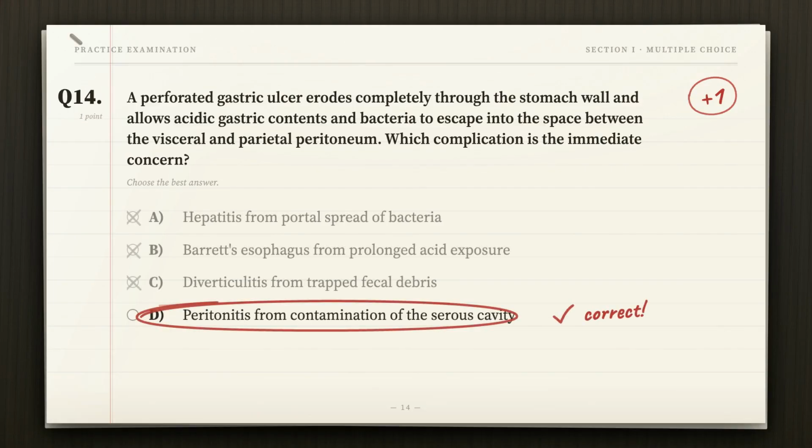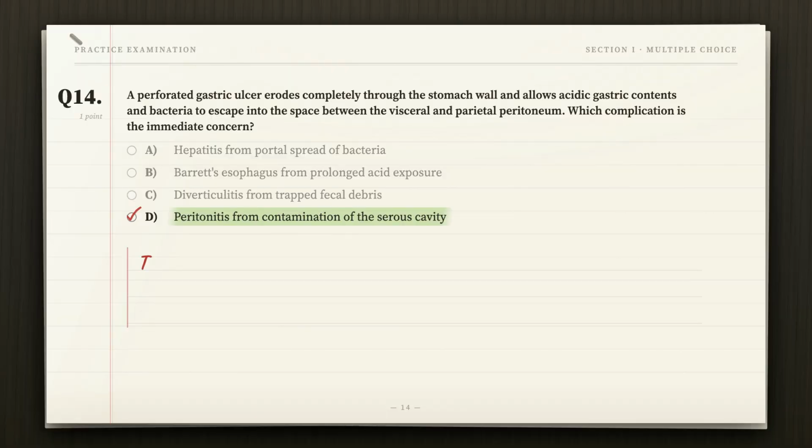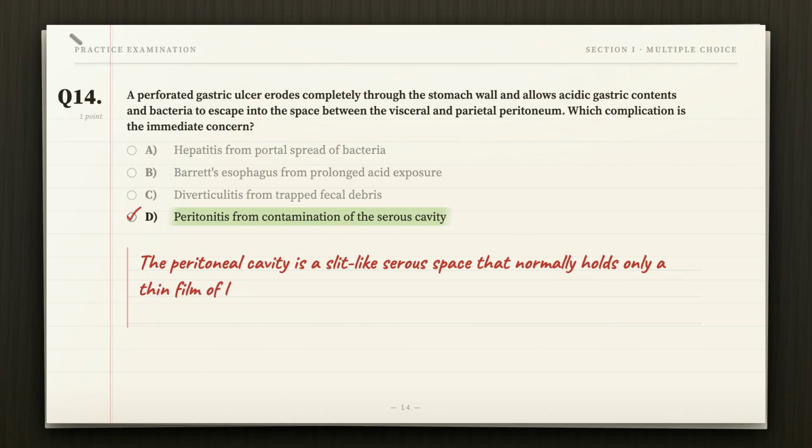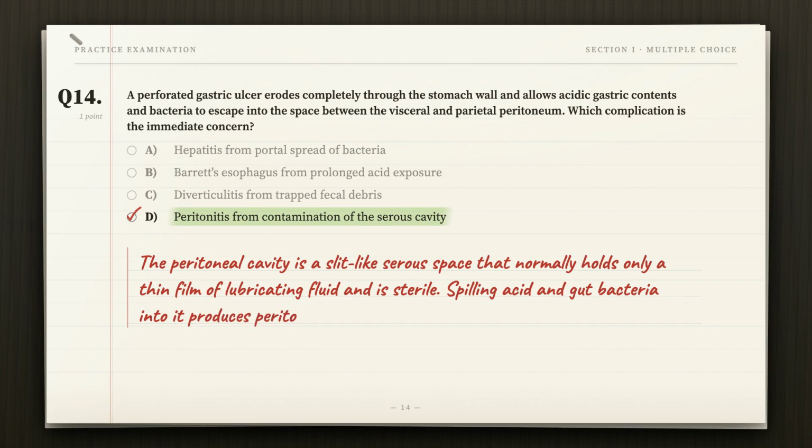The correct answer is D. Peritonitis from contamination of the serous cavity. D is correct because the peritoneal cavity is a slit-like serous space that normally holds only a thin film of lubricating fluid and is sterile. Spilling acid and gut bacteria into it produces peritonitis, a rapidly spreading inflammation of the membrane that is a surgical emergency.